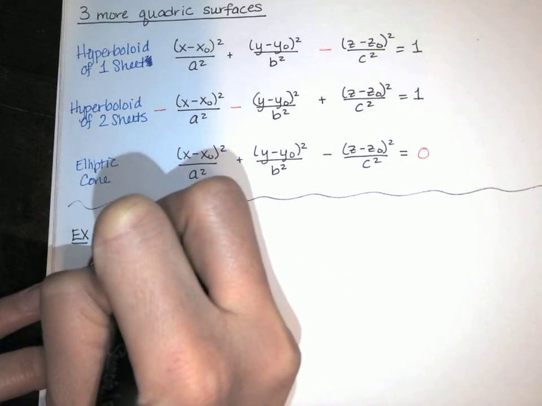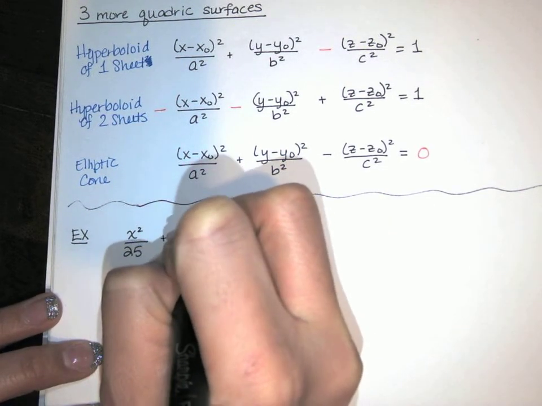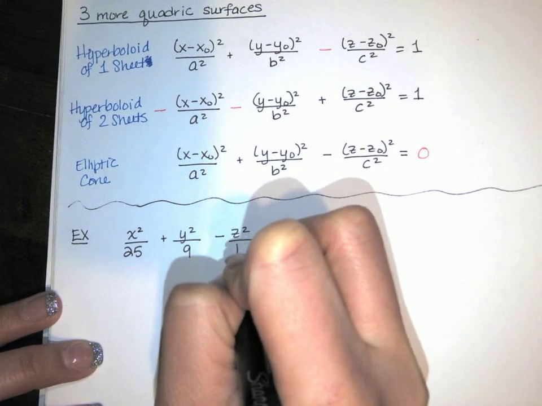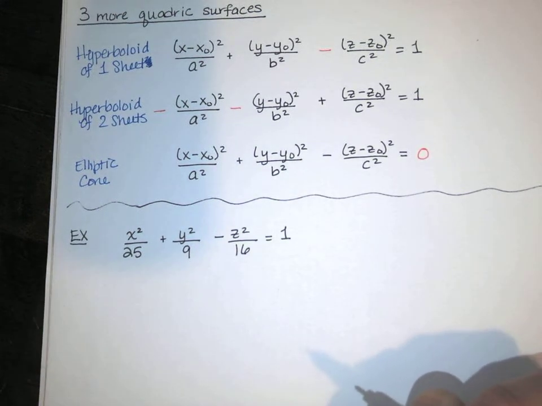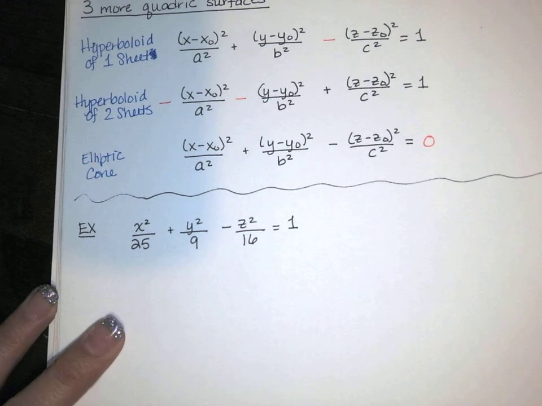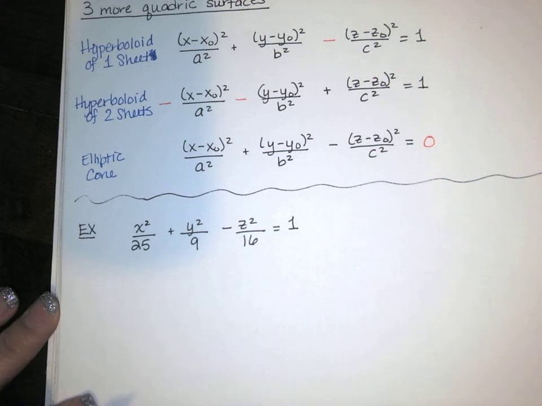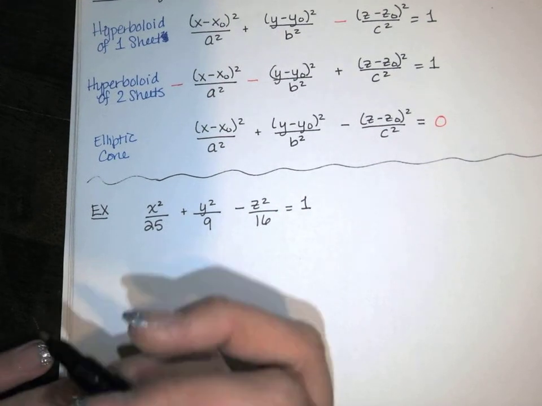So let's say you've got x squared over 25 plus y squared over 9 minus z squared over 16 equals 1. And you want to know what this graph looks like. One way that we can do that is to look at the traces in the xy plane, the yz plane, and the xz plane. In order to find the traces, you just set one variable equal to 0 and see what the equation looks like. All of these traces are going to be conic sections for our quadric surfaces.